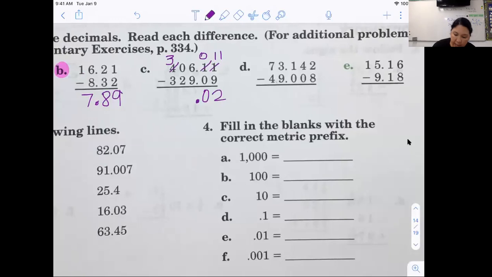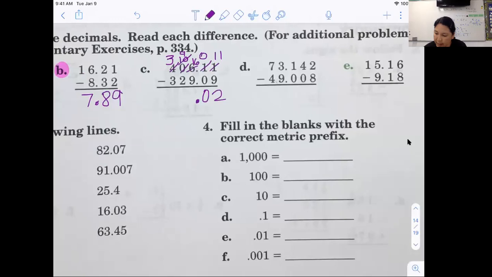Cross out my 4, make it a 3. Then this 0 becomes a 10. Now the 6 says, hey, can I have one of yours? The 10 says, sure. Cross off your 10, make it a 9. And the 6 will become a 16. Okay? What's 16 minus 9?